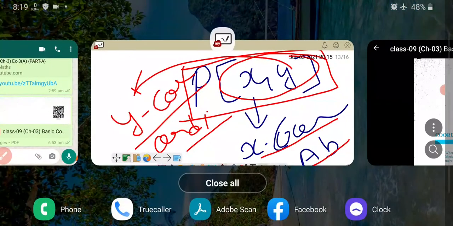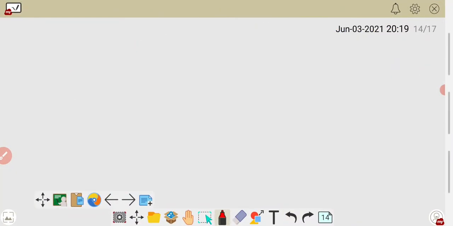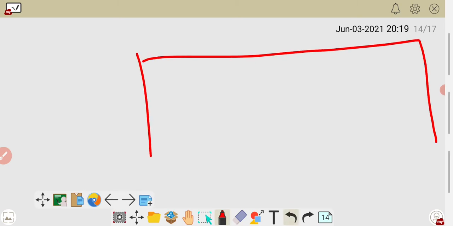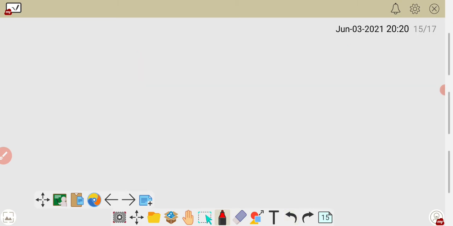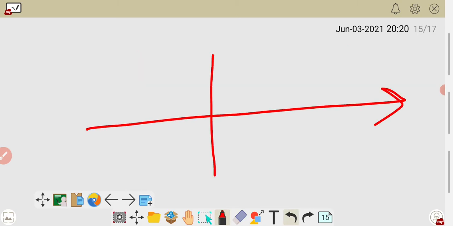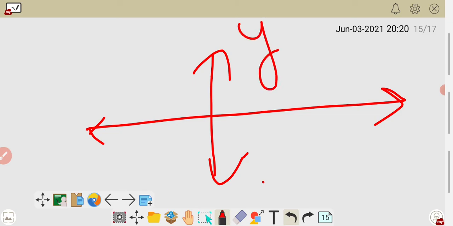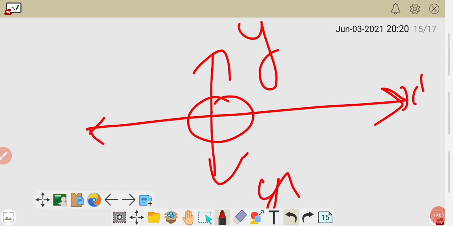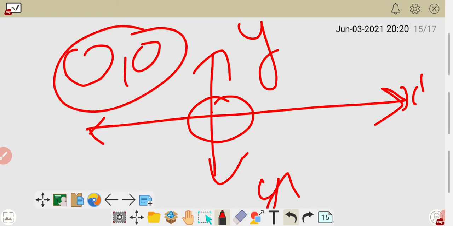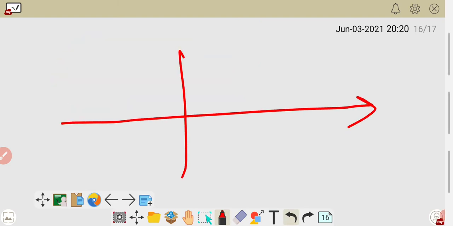Whatever I told you, I am going to repeat in a very short way. This plane is known as what? Cartesian plane or coordinate plane. Second thing, if you draw those two lines, they are known as the vertical line and horizontal line. Vertical means y, horizontal means x, and the intersection of these two lines is known as the origin, and its coordinate is 0, 0. Third thing, these two lines divide the plane into four parts. They are known as quadrants.